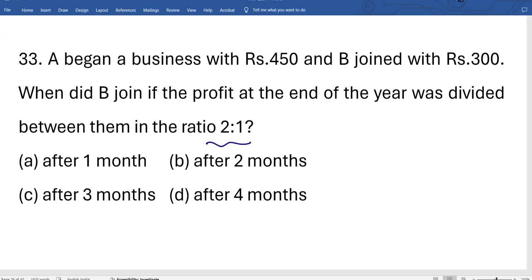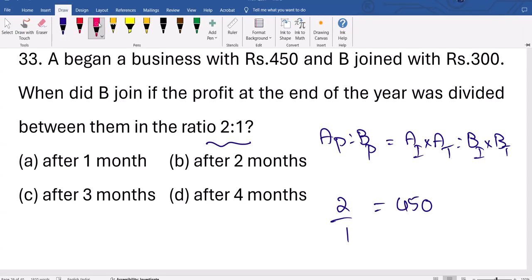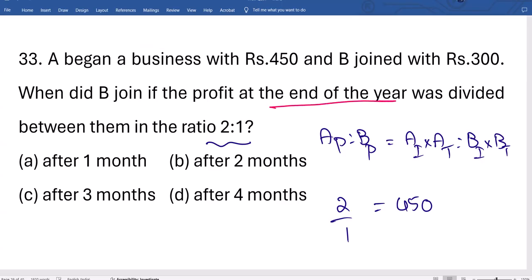Now we know profit share ratio is nothing but investment into timing. How much amount A invested for how much time? How much amount B invested for how much time? Profit share ratio is 2 is to 1. A investment is 450. A is there for the entire year, sir. Who started the business? A. At the end of the year means A is there for 12 months. B invested, but how much time B available I had to check.